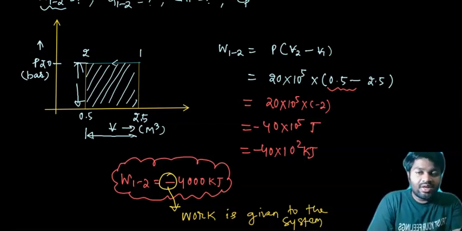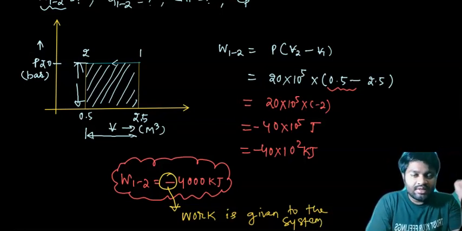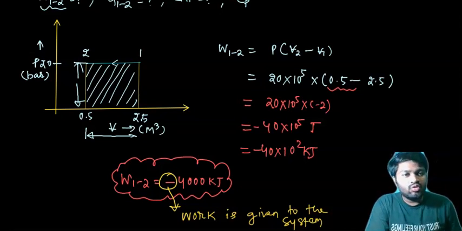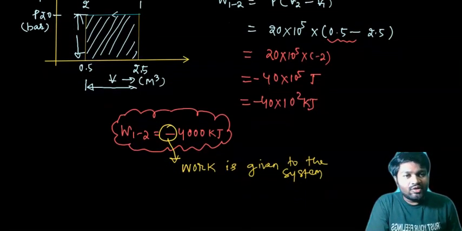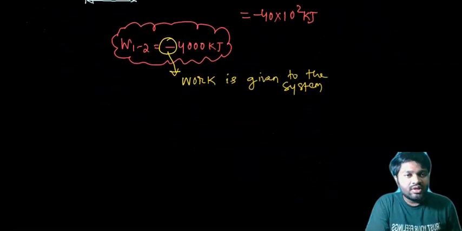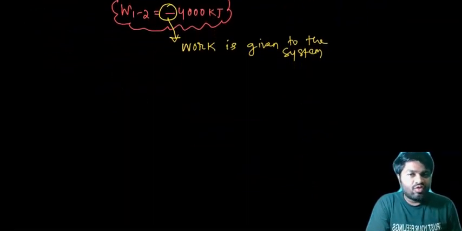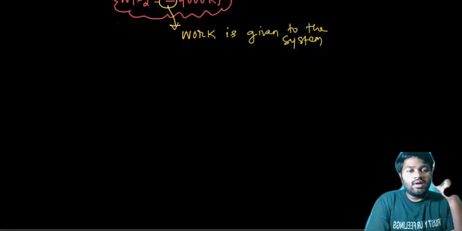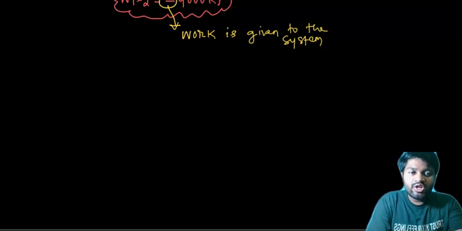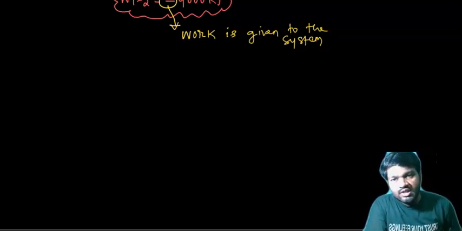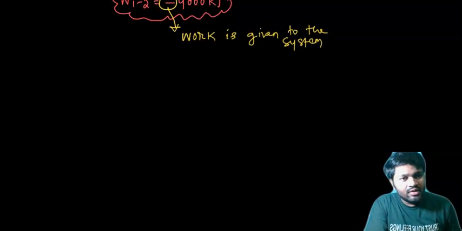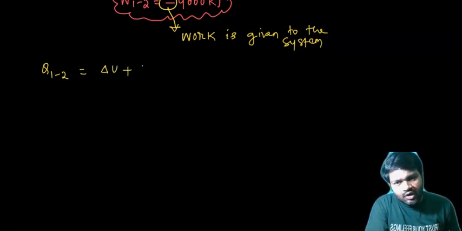Okay, so after calculating the value of work, now we have to find the value of heat interaction, right? And to find the heat interaction, we have the relation, that is the first law of thermodynamics. When the first law of thermodynamics is applied to a closed system undergoing a process, we know this relation, that is Q1 to 2 will be equal to del U plus W12, right?